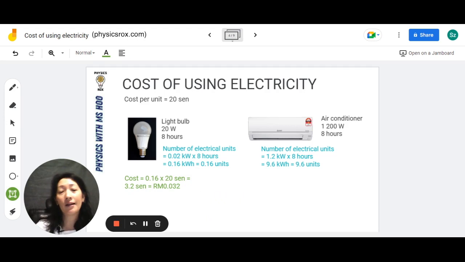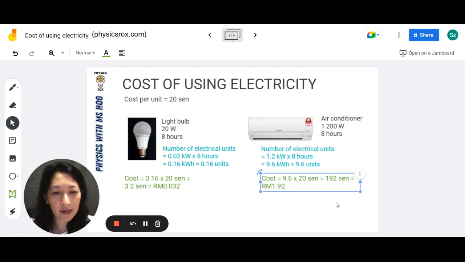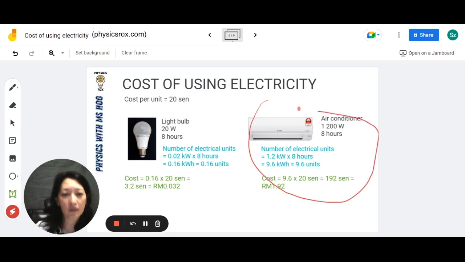Now, let's say we want to calculate the cost of using the air conditioner. So we've already calculated 9.6 units. Okay, so let's write that here. Cost would be 9.6 times 20 cents. And that would give us 192 cents. And this is equal to 1 ringgit 92 cents. So this is the general method of calculating the cost of using electricity for a very simple, straightforward question.